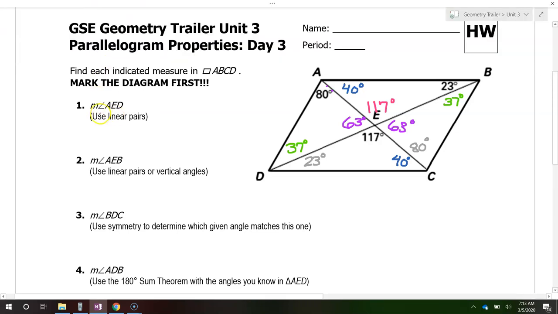So let's see, what is the measure of angle AED? Okay, AED, just to be clear, AED is this angle right here. This is AED. And that is 63. I'll put them underneath, so this will be 63 degrees. How about angle AEB? All right, angle AEB is this angle right here. That's 117 degrees.